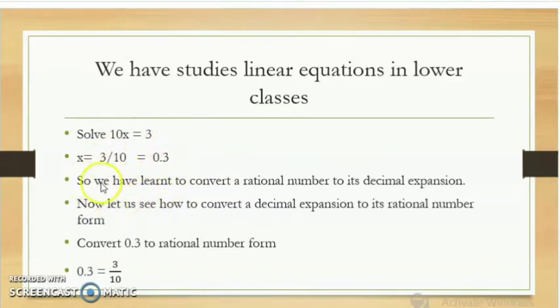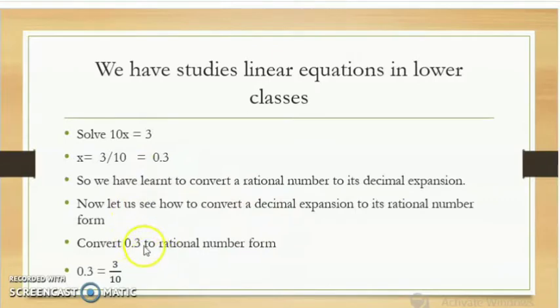Now we have learned how to convert a rational number to its decimal form, or its decimal expansion. This we saw in the previous video. All we have to do is divide and find the decimal expansion. Now let us see how to convert a decimal expansion to a rational number. For example, let's take the decimal number 0.3, and we have to convert it to its rational form.